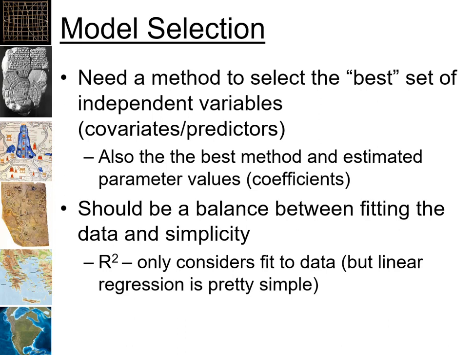Okay, now we're going to really get into developing AIC and the theory around it, which is central to this class and modeling. What's happening here is we really need a method to select the best set of independent variables and the best parameter values or coefficients. Now, we can always build a model that's incredibly complicated and really fits the data, but we need to find something that's a balance between fitting the data and simplicity. R squared only considers fit to the data.